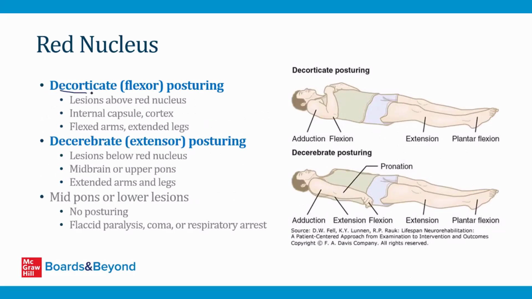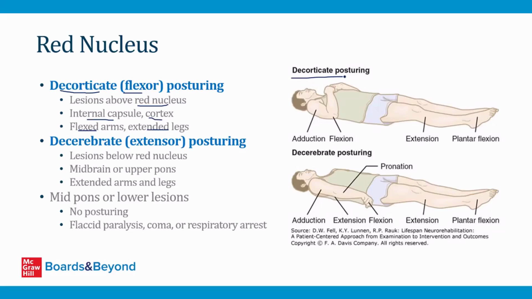The first is called decorticate or flexor posturing. This happens when the patient has a major CNS lesion above the red nucleus, somewhere in the cortex or the internal capsule. What's going to happen is when you rub on the sternum, the chest of that unconscious patient, they're going to flex their arms and extend their legs.